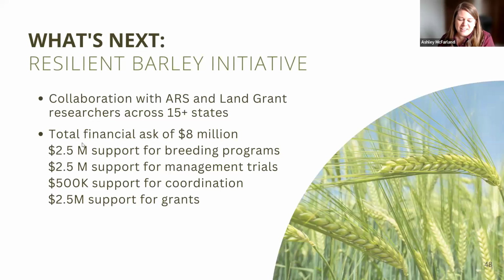But to look at the funding breakdown, there's about $2.5 million to support our breeding programs, $2.5 million to support management trial work, which is relatively new and different compared to BPI, where a majority of the funds are all going to breeding. And then we have about $500,000 annually allocated to actually fund a person. And we don't know who this person is, where they will be, and exactly what their job title will be.